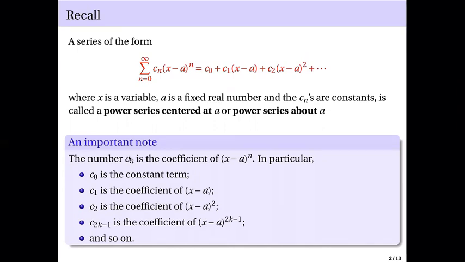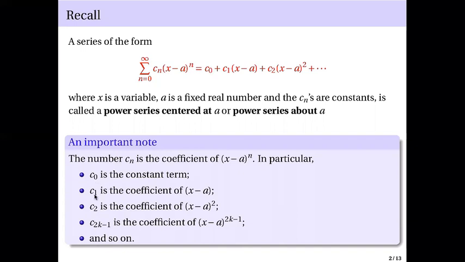Some important notes. These constants here, which we will call coefficients: c sub n is the coefficient of the term (x minus a) to the n. So the subscript of c_n corresponds to the power of x minus a. In particular, c sub 0 is the constant term, because you don't see the factor x minus a here. Its exponent is actually 0.